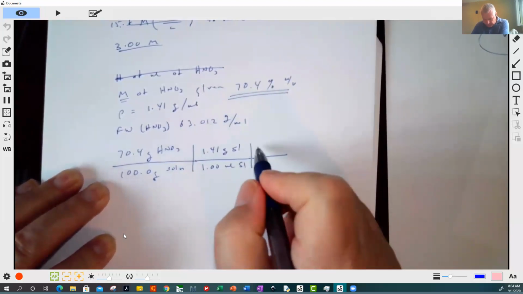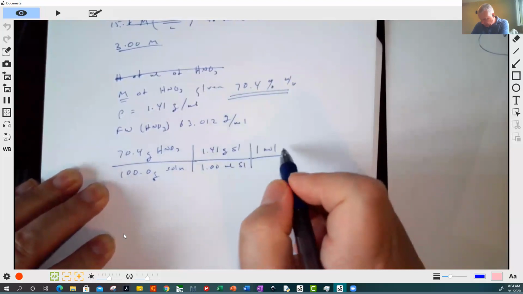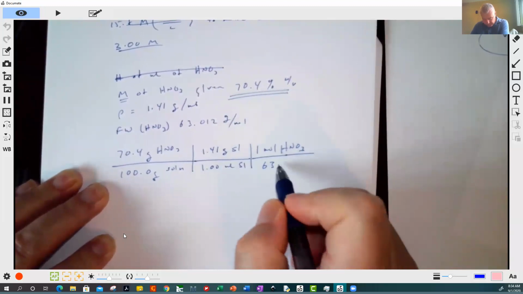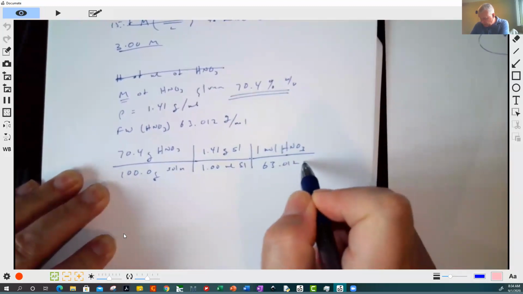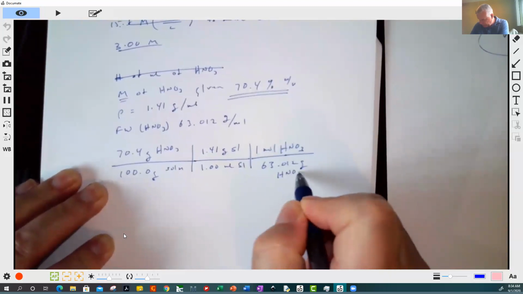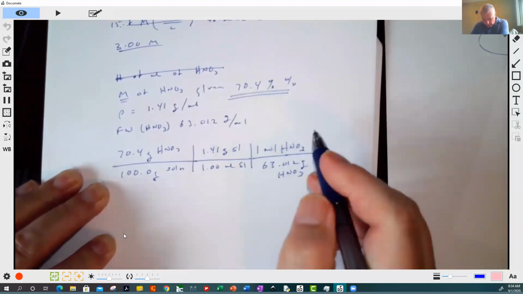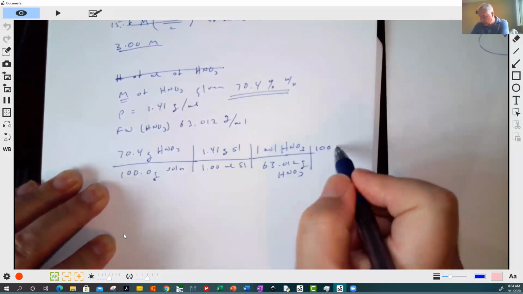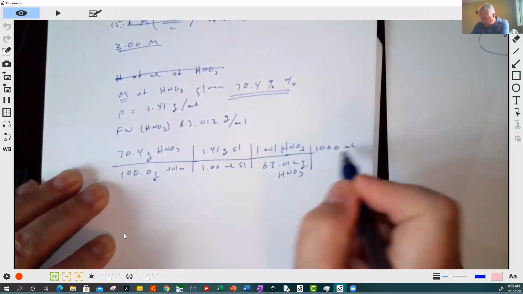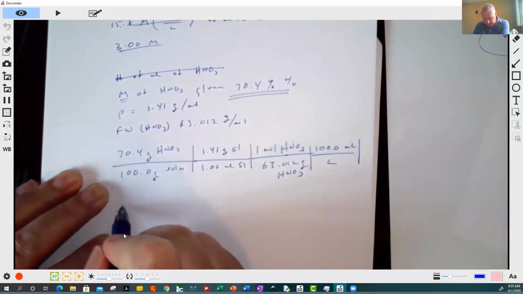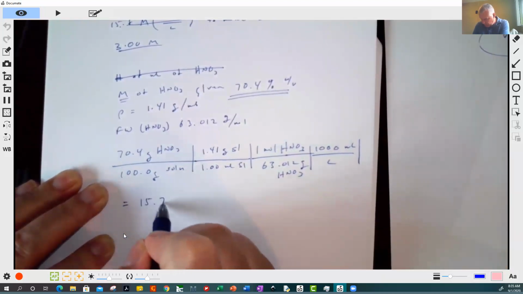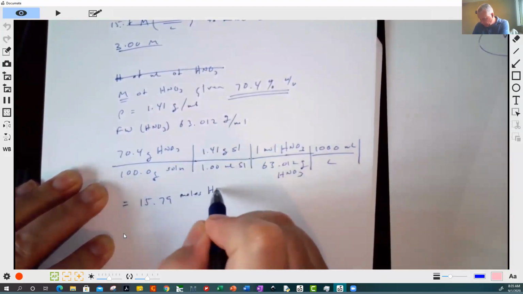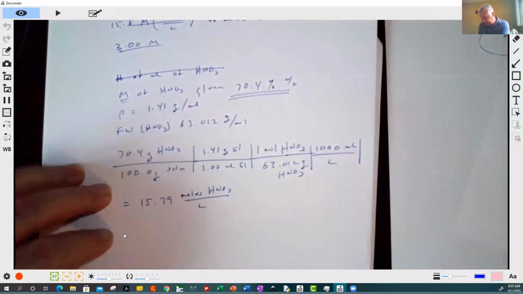And then we can multiply this guy by 1 mole of HNO3 for 63.012 grams of HNO3. This is to convert between grams and moles. Right? We're going to multiply that by 1,000 milliliters per liter. This comes out to 15.79 moles of HNO3 per liter.